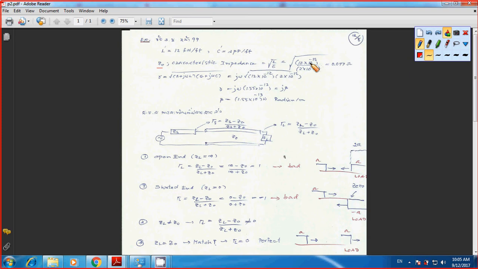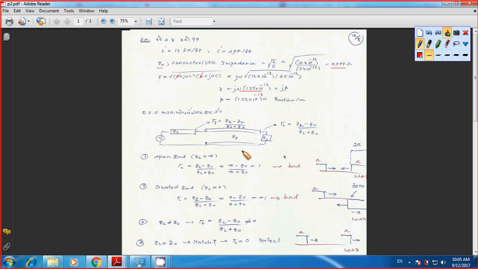The nano is 10 to negative 9, right? And pico is like 10 to negative 12. So that gives you Z0 to be 0.077 ohms. And for the propagation constant in the case of lossless as well, you have R equal to 0, G equal to 0, so you end up with J omega square root of 12 multiplied by 10 to negative 12 multiplied by 2 times 10 to negative 12, and that gives you beta. So your beta equals 1.55 times 10 to negative 13 omega radian per meter.